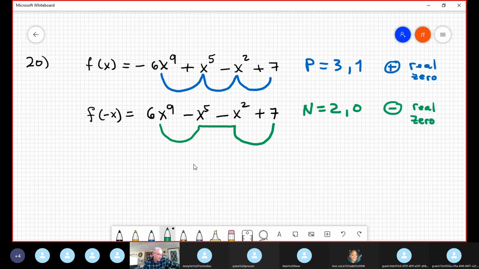So, in my opinion, the best selection is option D, no? Because option D says we have 9, the maximum number of zeros of the polynomial. That depends on the degree. The degree is 9. We have 3 or 1 positive zeros because the capital P is 3, and no, comma, 2 or 0 negative zeros. In my opinion, the best option is option D. Any question?